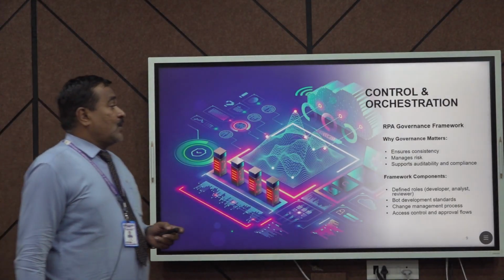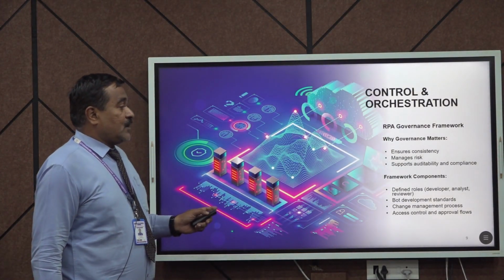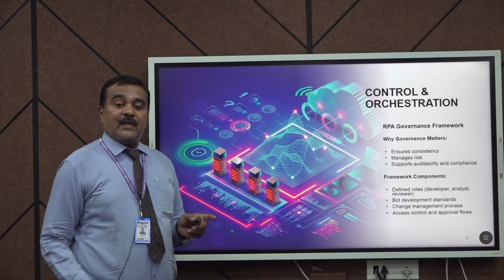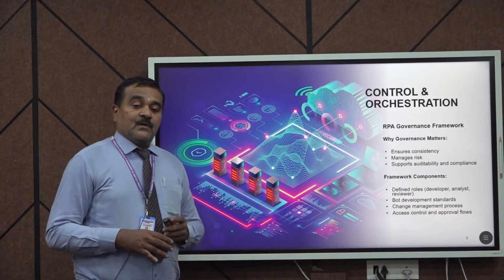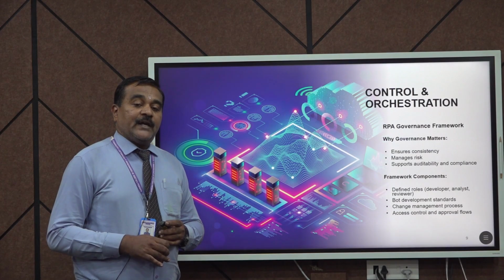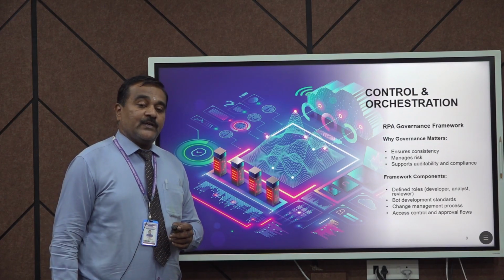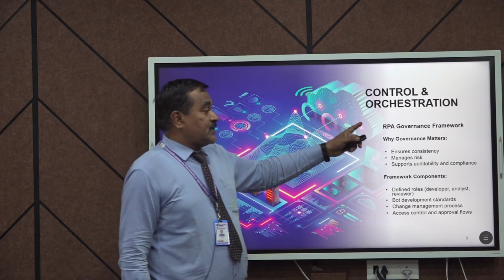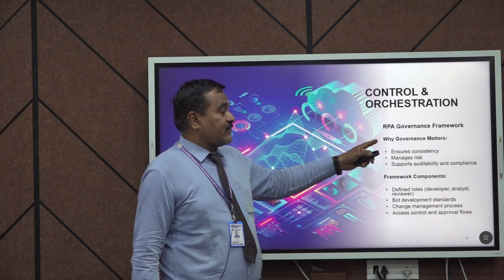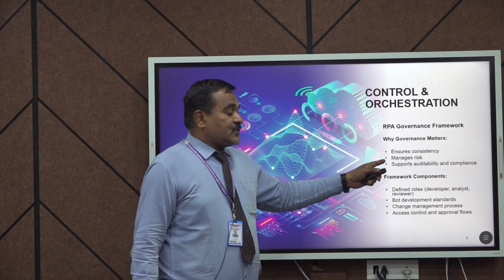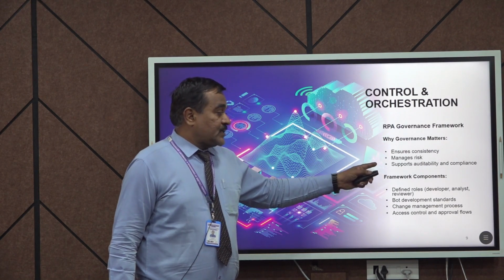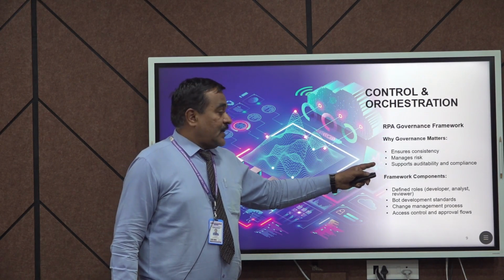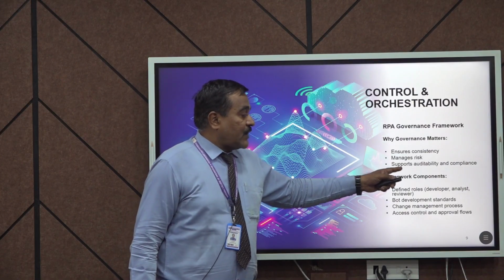This is the control orchestration. Normally you think of control orchestration as the main control of the system. Whatever data we are reducing has to be clustered by using control statements. Here the control orchestration uses RPA governance frameworks to ensure consistency of the process, manage risk, and support auditability and compliance.